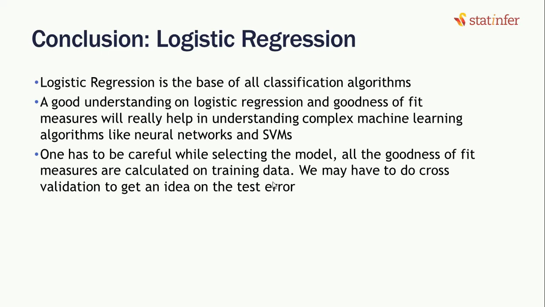So while building models, we need to be careful while selecting the model, because all the goodness of fit measures like confusion matrix, accuracy, and AIC and BIC values that we used were only based on the training data. We may have to do cross validation to get an idea of the test error and to understand in the future how good our model is going to work. That we will learn in our fourth session in our course.